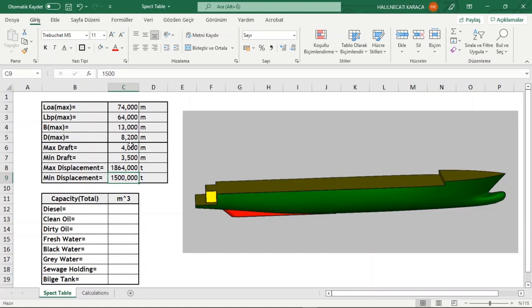In addition to this, the capacities of all tanks must be indicated in the spec table for boats. In other words, the capacities of the tanks of the boat are given to the design office by the owner. How are these capacities determined? You will put a diesel tank inside the boat. But how do you determine how many cubic meters it will be?